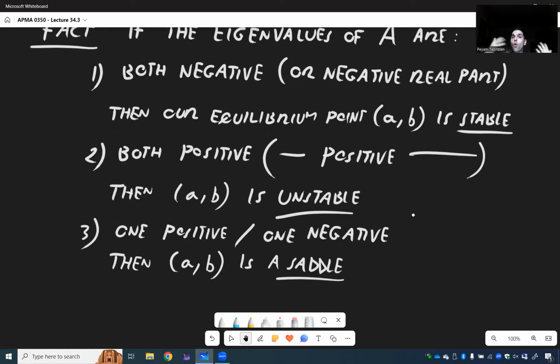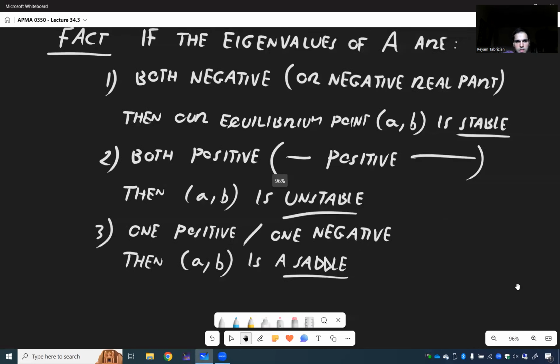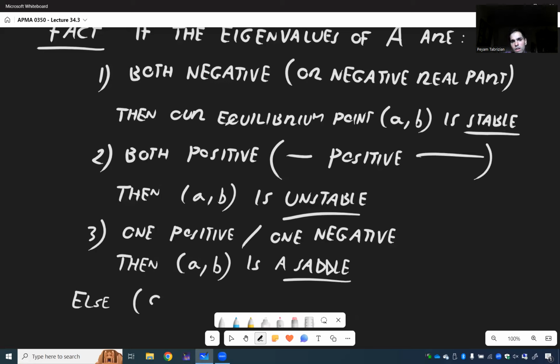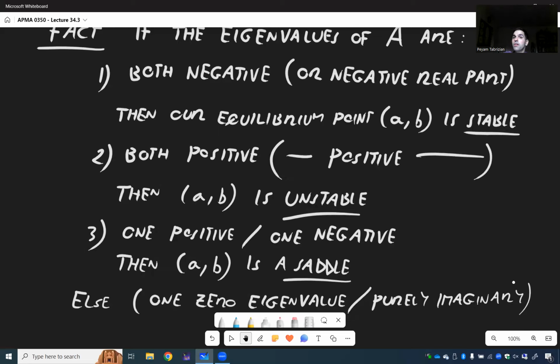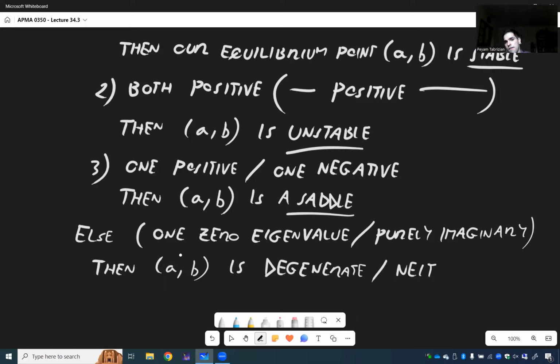And finally, if one of the eigenvalues is 0 or purely imaginary, then this is called degenerate. So else, again, either a 0 eigenvalue or purely imaginary, I think lambda is plus or minus i, then the equilibrium point is degenerate, or sometimes called neither stable nor unstable.